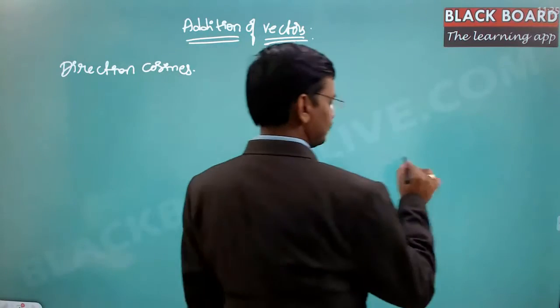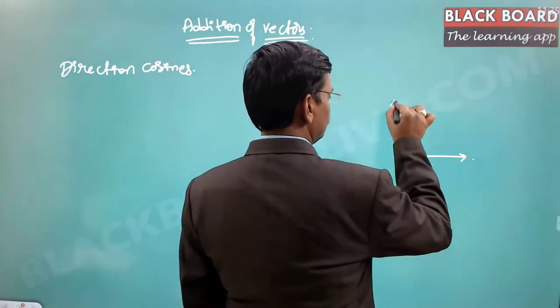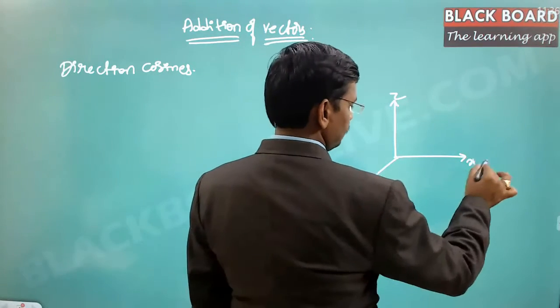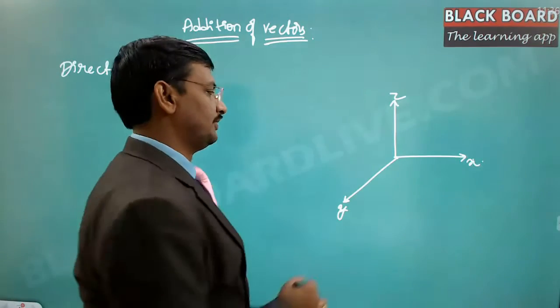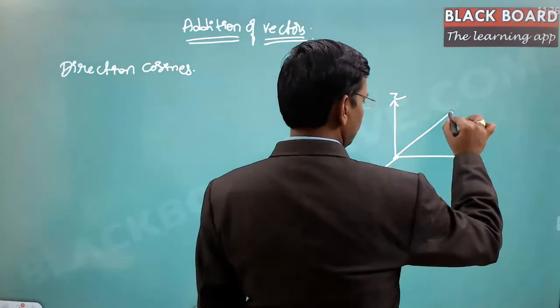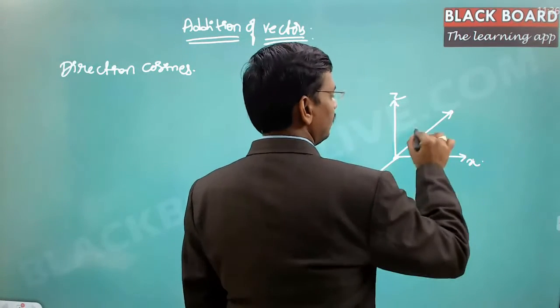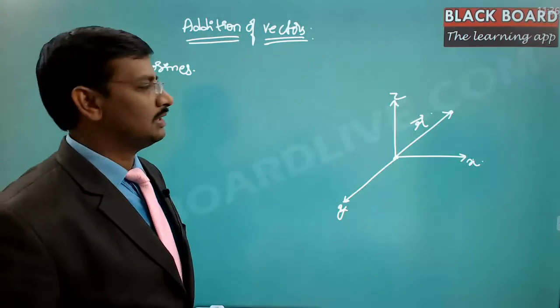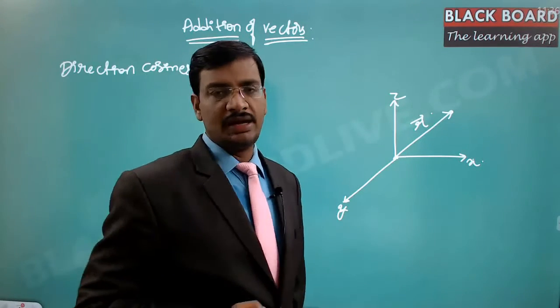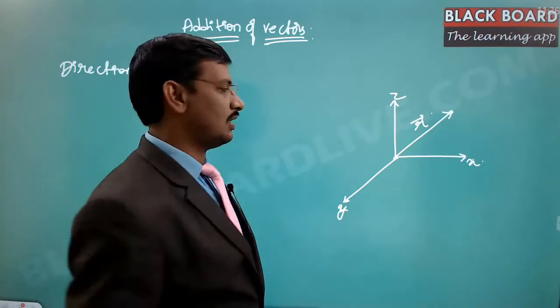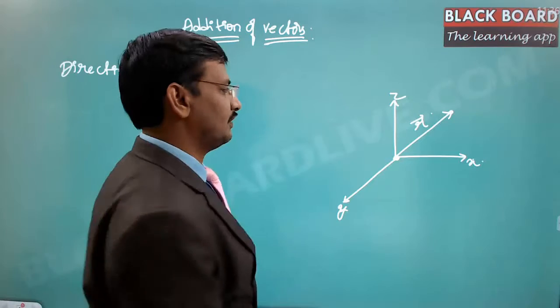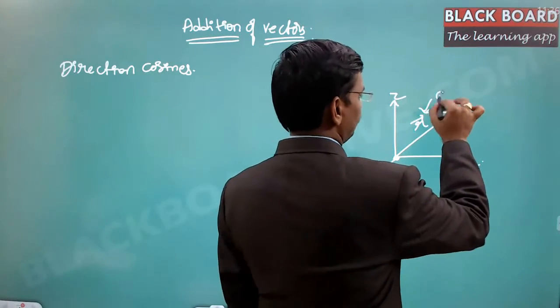Suppose this is the x-axis, this is the z-axis and this is the y-axis. Now if there is a vector drawn in this direction, let us say it is a vector represented by r. If you want to identify the unique direction of any random vector drawn from the origin pointing to a particular point, we call it the position vector. So this is the position vector.